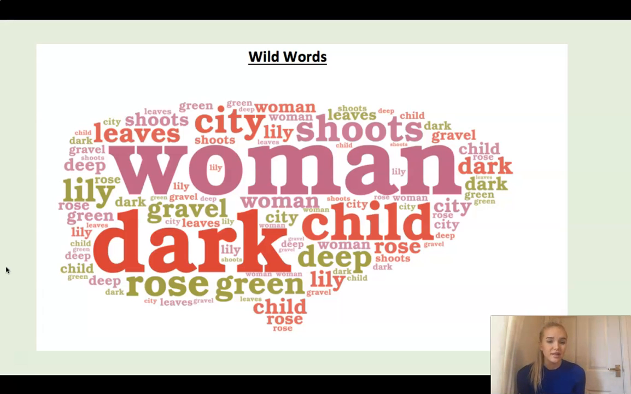I can also see the words dark being repeated many times. I can see the word city being repeated many times. The words green, gravel, deep. Now this gives me the idea that maybe this poem isn't going to be so nice after all. Maybe it's going to be quite a poem full of suspense. Might be scary. What do you think?